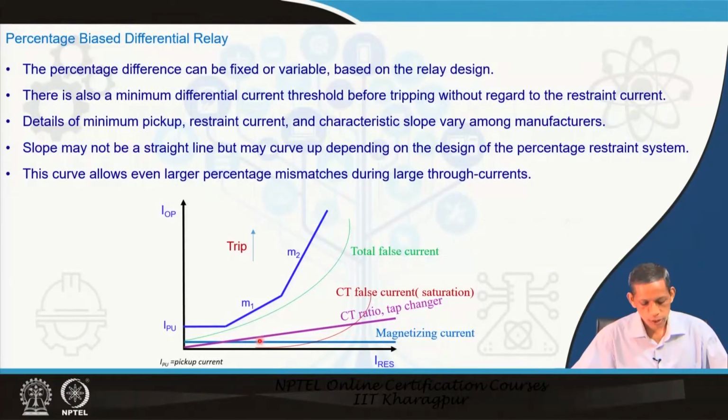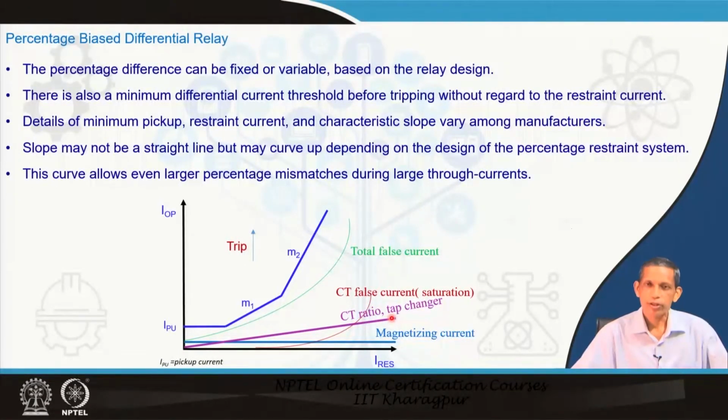So, that is why I can say that CT ratio mismatch leads to more and more unwanted differential current with a larger value of through current. Through current larger means restraining current also becomes larger. So, that is why the line becomes like this.